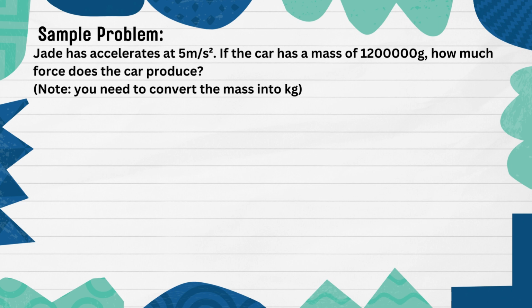A car accelerates at 5 m/s squared. If the car has a mass of 120,000 g, how much force does the car produce? Note, you need to convert the mass into kg. First, we are going to write the given. A is equal to 5 m/s squared. M stands for 120,000 grams. And the F is what we are going to find, or solve, the missing one.